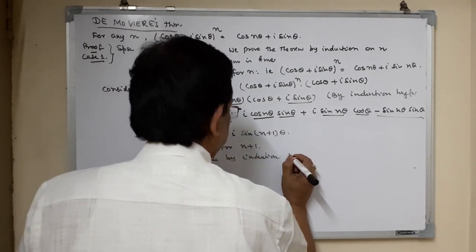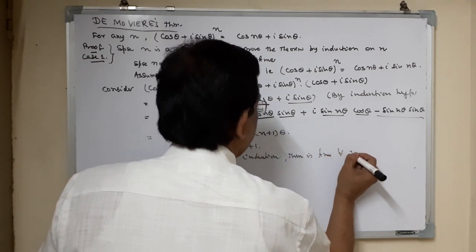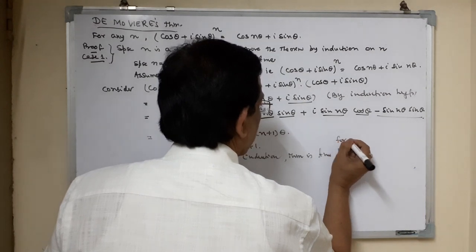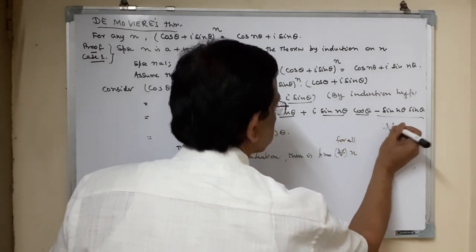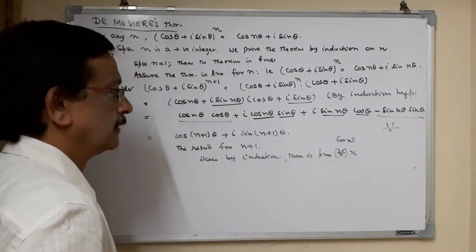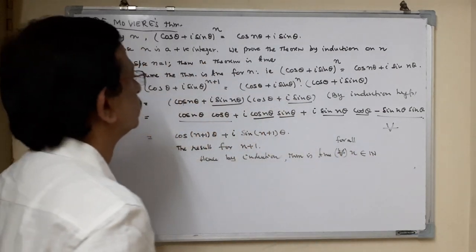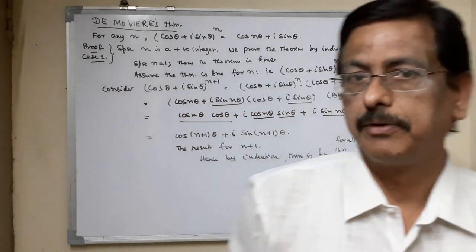the theorem is true for all n. This is the symbol for all, true for all, you have to write like this, for all n belongs to N. So it is true for all n.